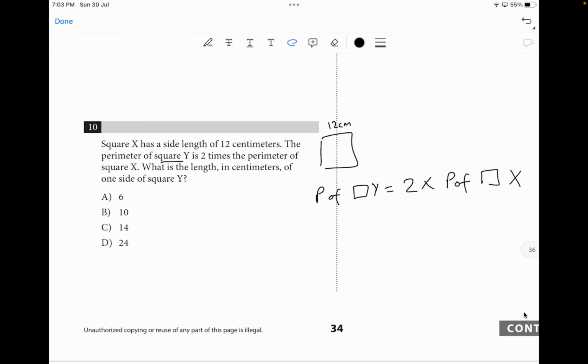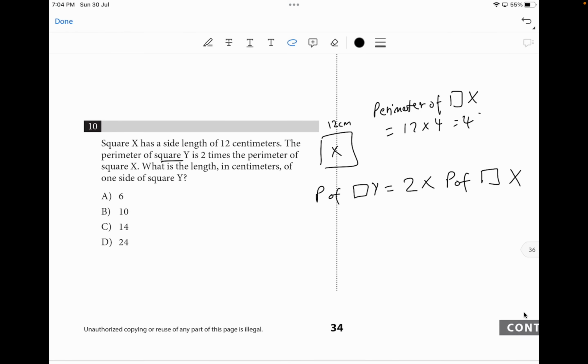So for a perimeter, since we know that this is square x, we can find out the perimeter of square x first. So the perimeter of square x is just going to be 12 times 4. I'm just going to be putting that in the calculator. So 12 times 4, this should give you 48 centimeters. And since we know that the perimeter of square y is going to be 2 times the perimeter of square x, it's just going to be 2 times 48, which is going to give you a value of 96 centimeters.